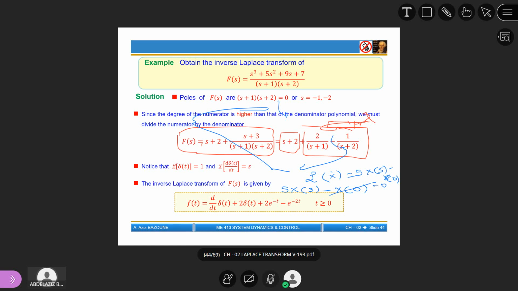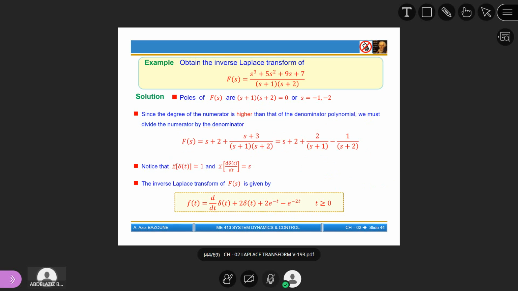It is 0 for delta. Which function, if I multiply it by s, will give me s? This function s x of s. What is x of s? If I multiply it by s, it gives me s, so x of s is equal to 1. And 1 is the Laplace transform of delta. This is why we are writing it here as 1. So this is the derivative of delta t, because this one will give me s delta of s, s times 1. Delta of s is 1. So this is the derivative.